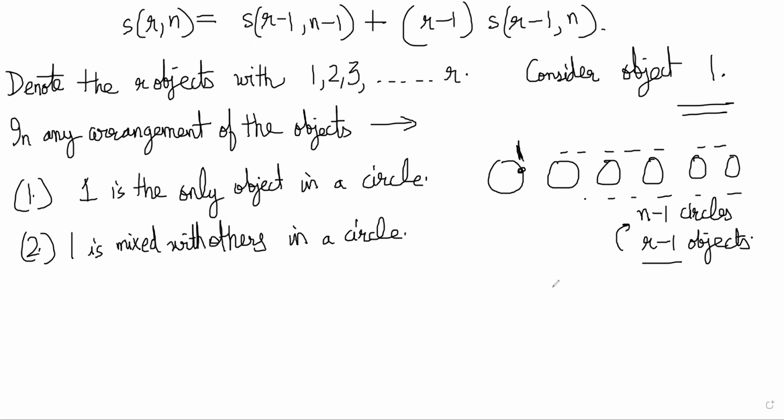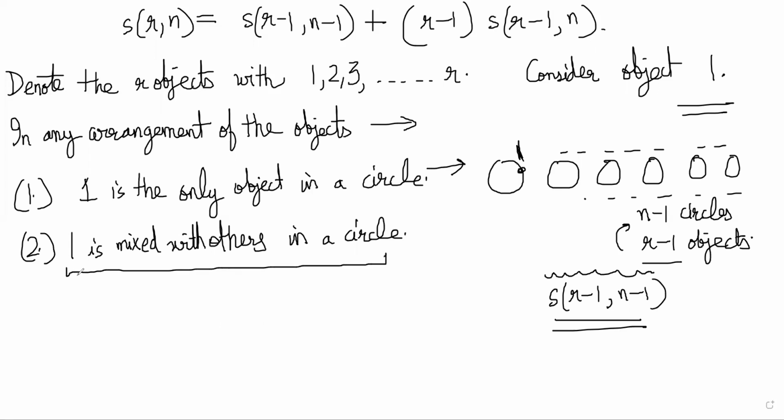So the number of ways to do that will be simply S of R minus 1, n minus 1, right? That is the definition of our Stirling number. So the number of ways to do this case 1 is simply S of R minus 1, n minus 1, right? Now we'll consider this case 2.